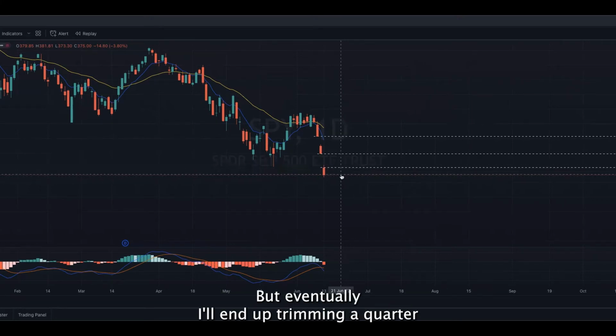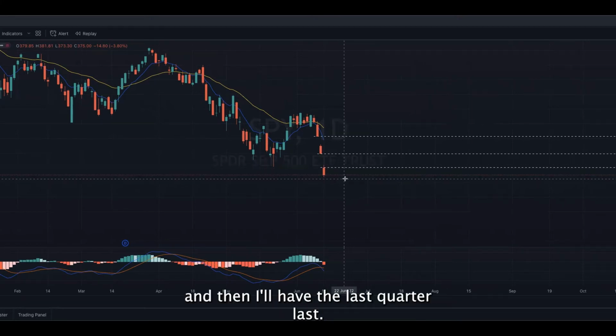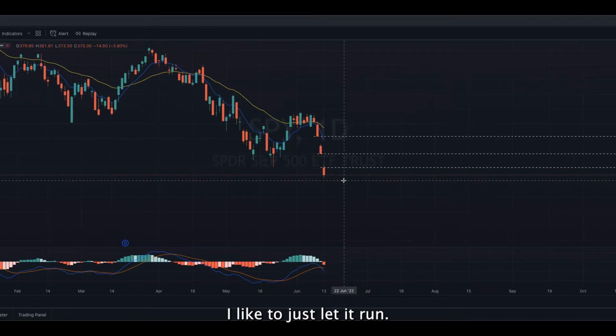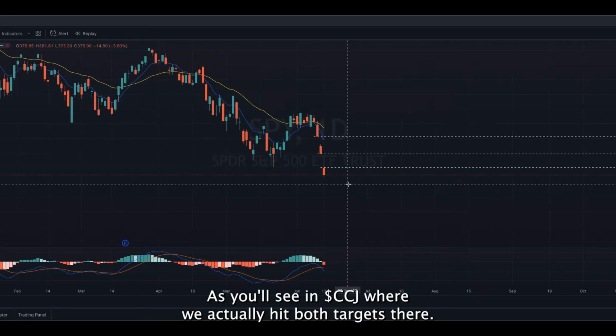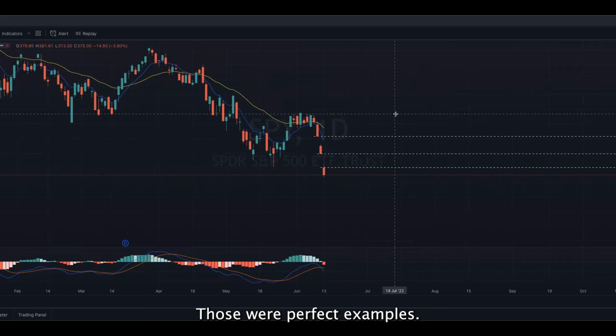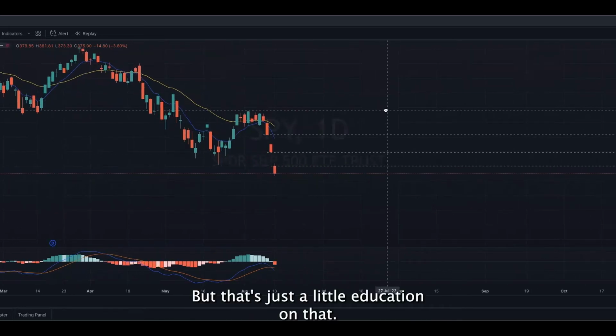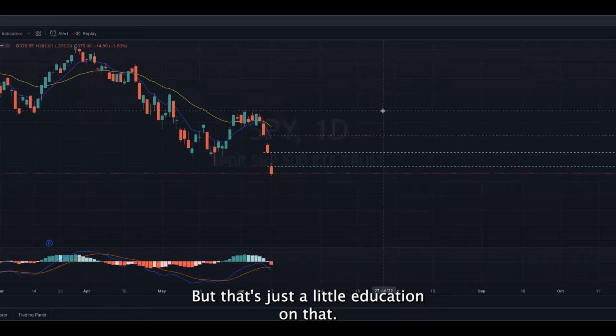But eventually I'll end up trimming a quarter, and then I'll have the last quarter left. I like to just let it run. If I have a second target, I'll see if it hits it or not. As you'll see in CCJ and NEE, where we actually hit both targets there. Those were perfect examples. But that's just a little education on that.